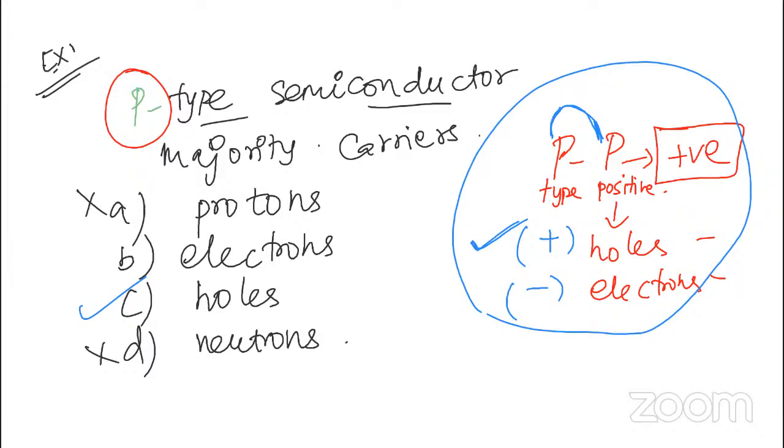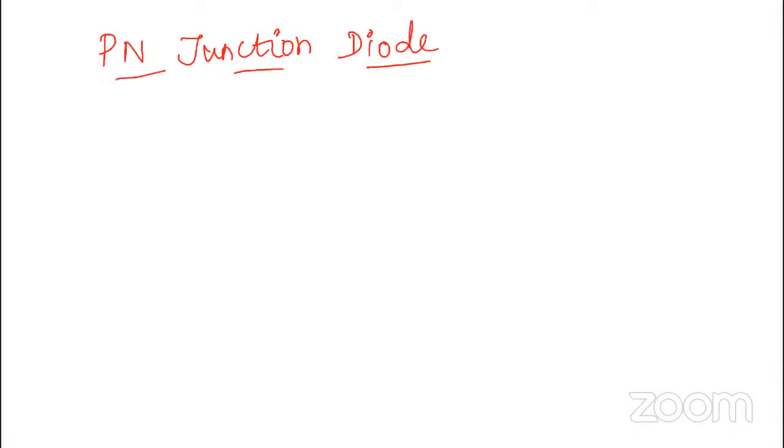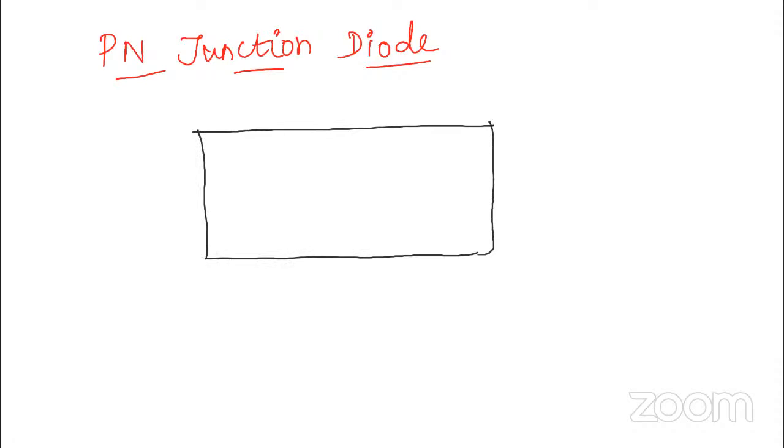Okay, up to this clear? We can go to the new topic. Okay, so PN junction diode. Here we have a junction. Okay, junction means what? It is a joining point, right? Simply we say that it is a joining point, meeting point. So here we can have one N-type material and one P-type material. Okay, so both of them are combined together.